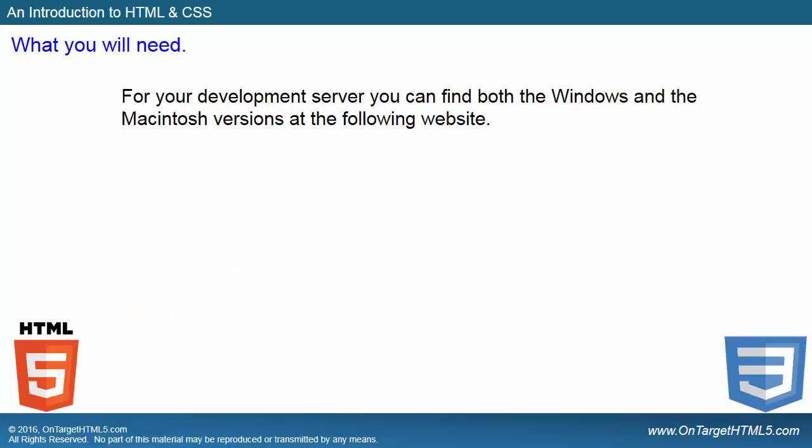For your development server, you can find both the Windows and the Macintosh versions at the following website, www.apachefriends.org, and then you're just going to go ahead and grab the one that pertains to your development environment, whether or not you're working on a Macintosh or you're working on a Windows PC.